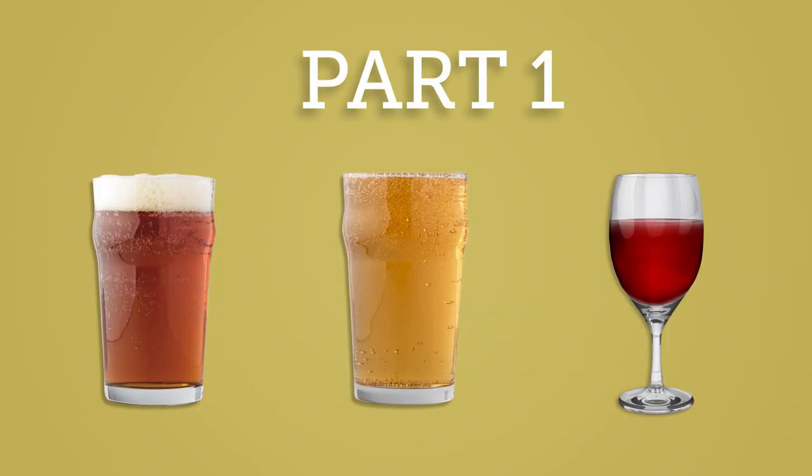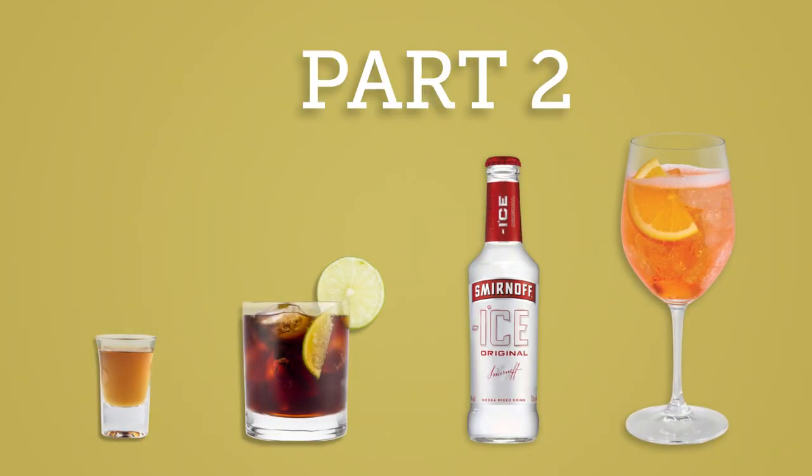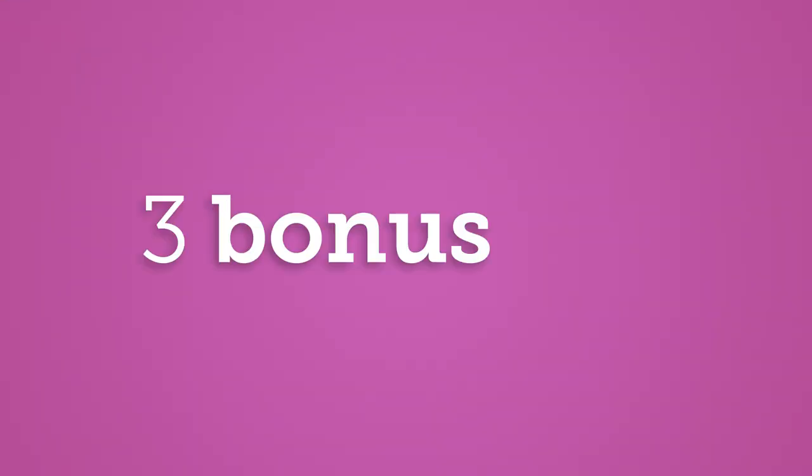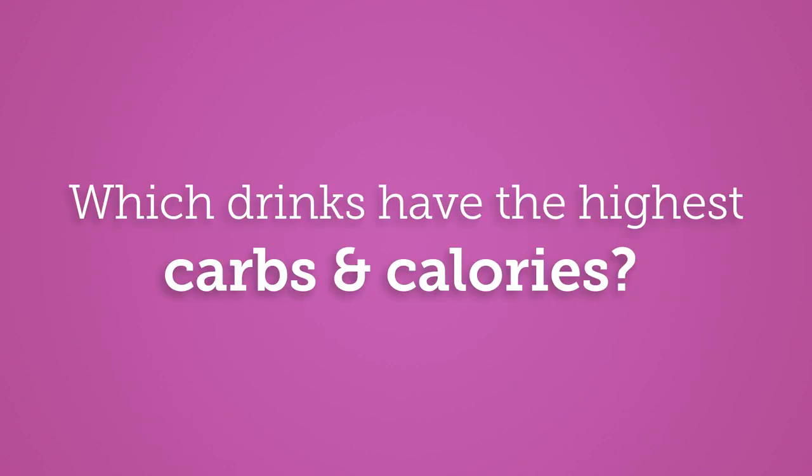So let's pop the cork on 10 common drinks. This video covers beer, cider and wine, and part 2 looks at shots, spirits, alcopops and cocktails. At the end of part 2, we've got 3 bonus tips, and we'll also reveal which drinks have the highest amount of carbs and calories.